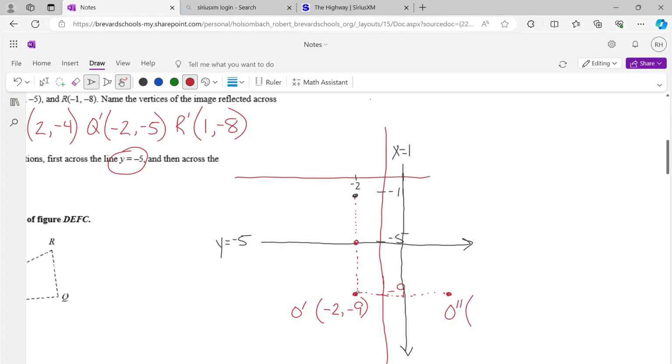If its x value after 1 reflection was -2, we went 3 units to the line of reflection, which put us at x equals 1, and then 3 more, which would put us at x equals 4. Our y value stays the same, so -9. All right, so that would be a double reflection. That's going across y equals -5, and then we're reflecting it in x equals 1.